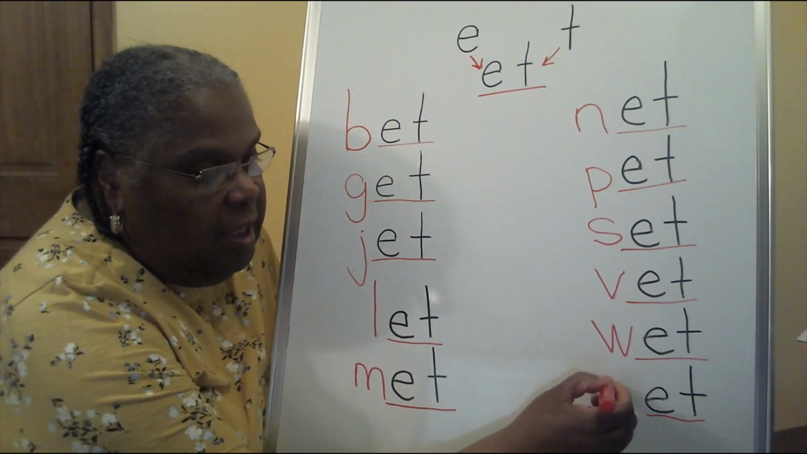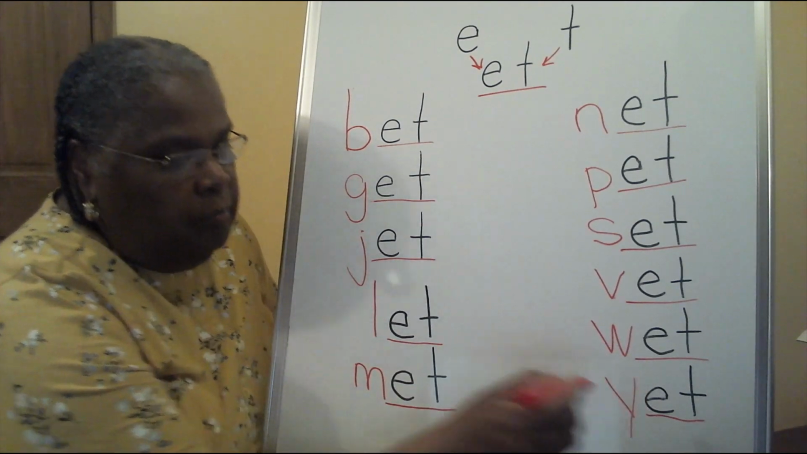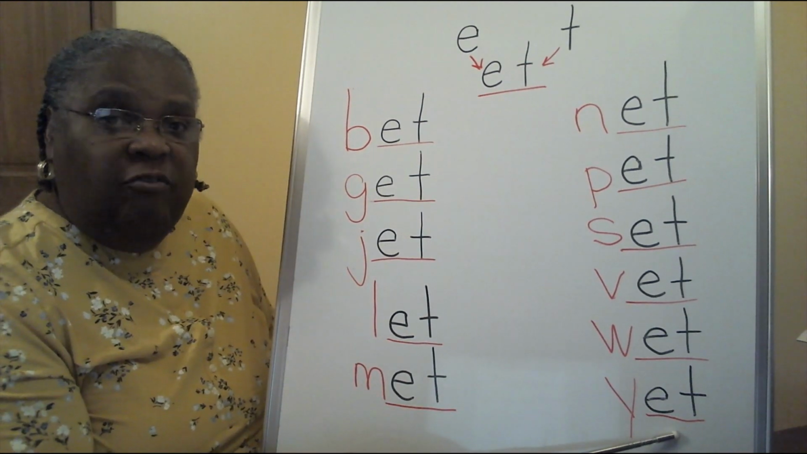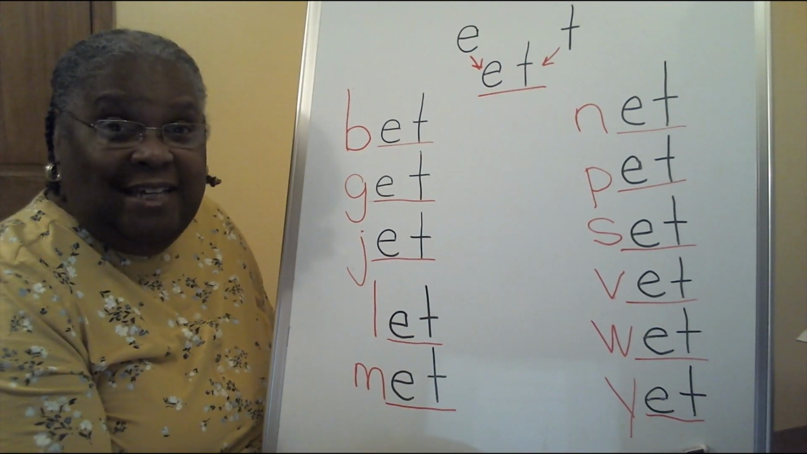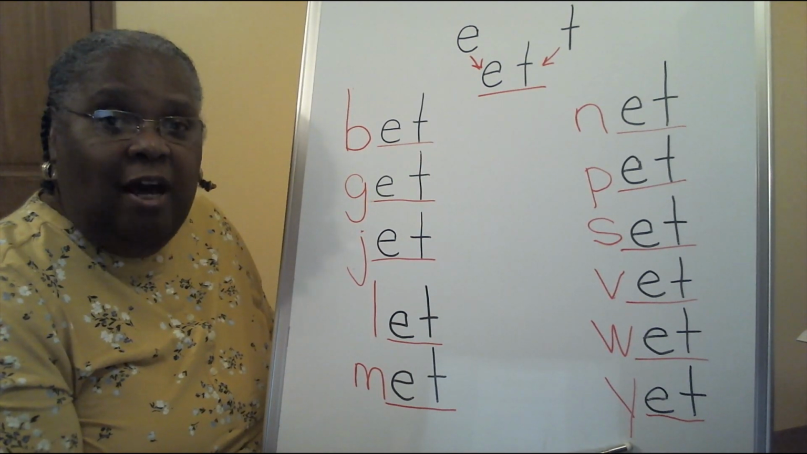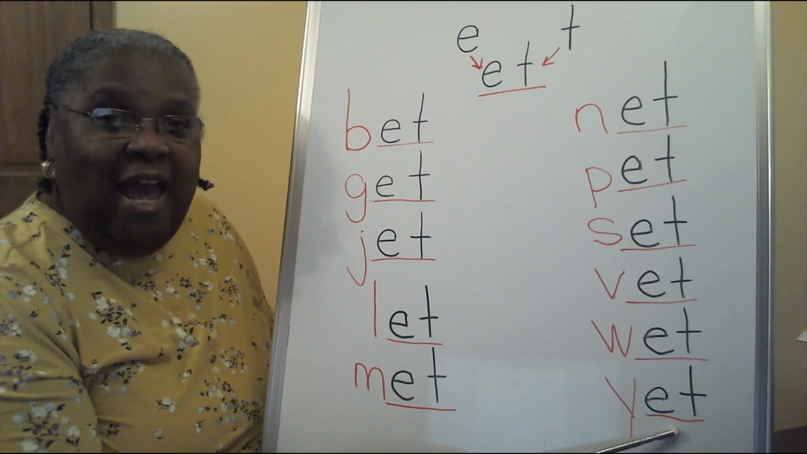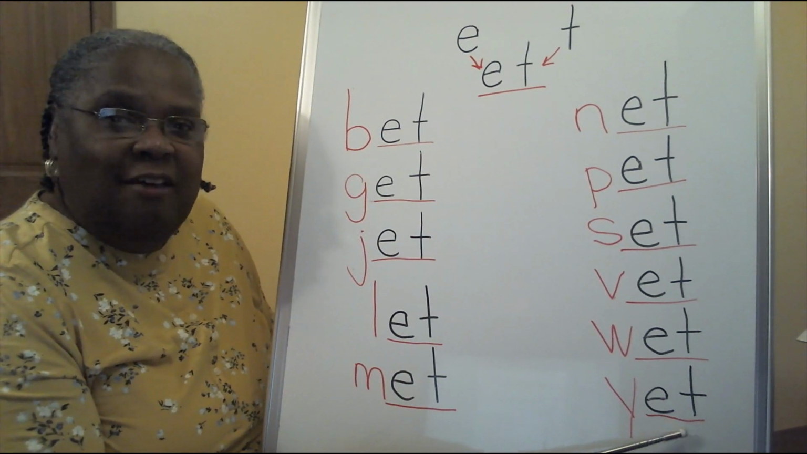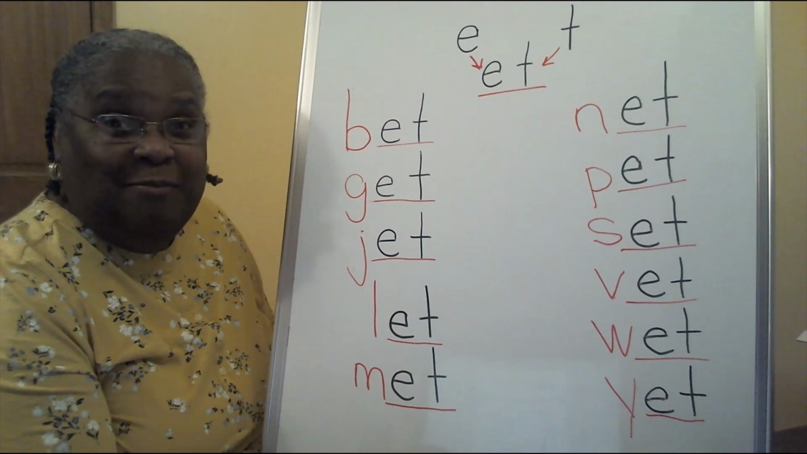When we put the letter Y at the beginning of the blend et, we form the word yet. Let us sound out the word together. Say the Y sound, y. Say the sound of the blend, et. Now say the Y sound and the sound of the blend together smoothly, yet.